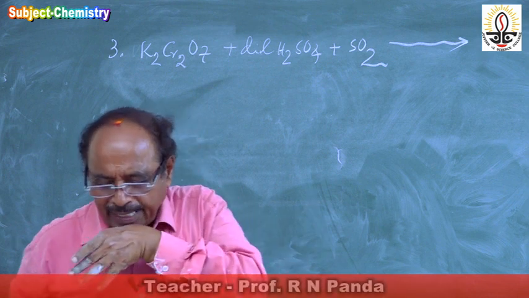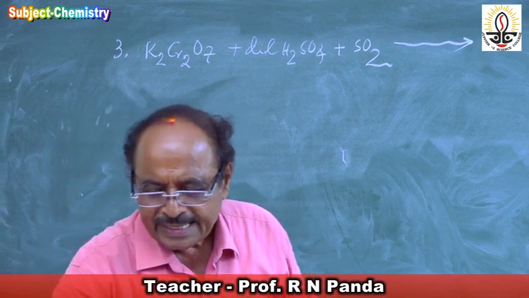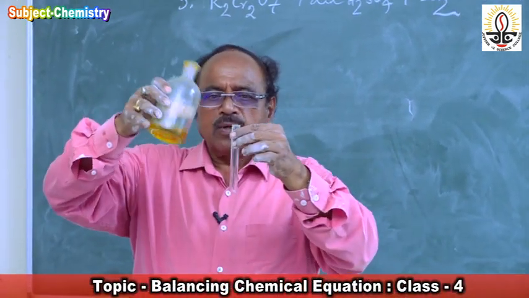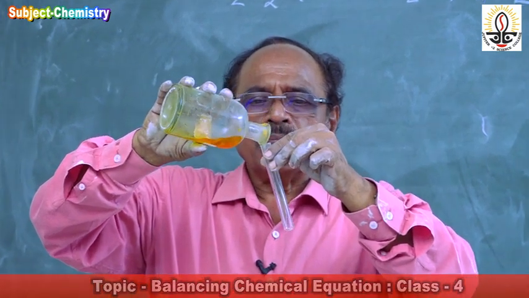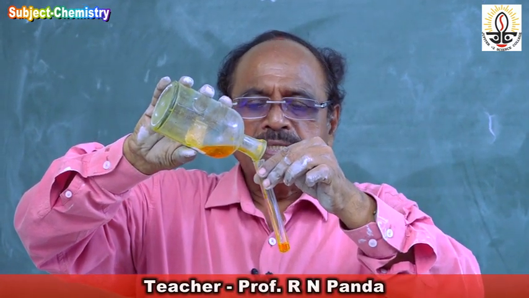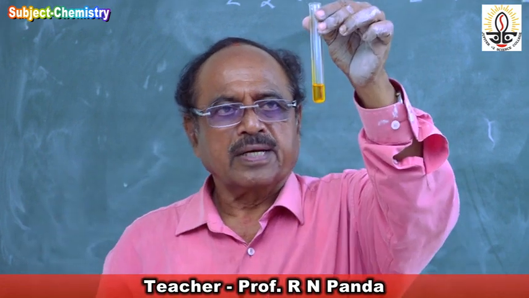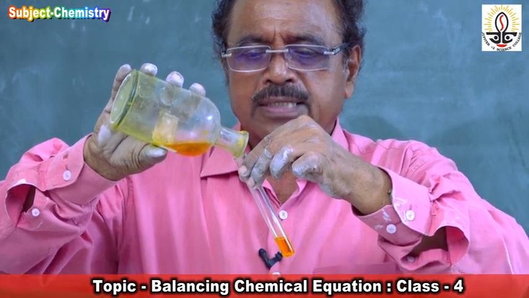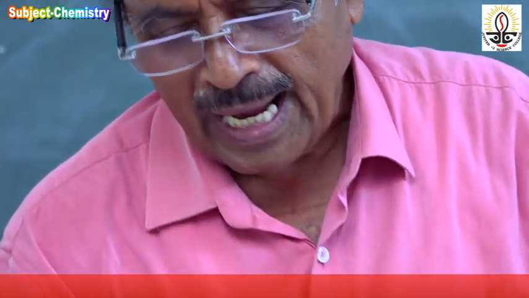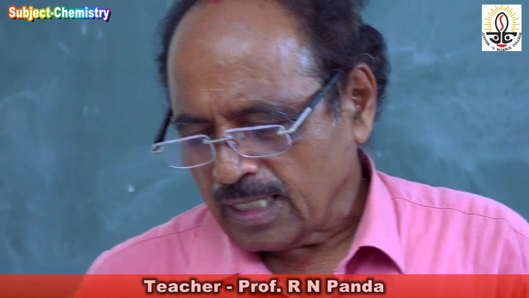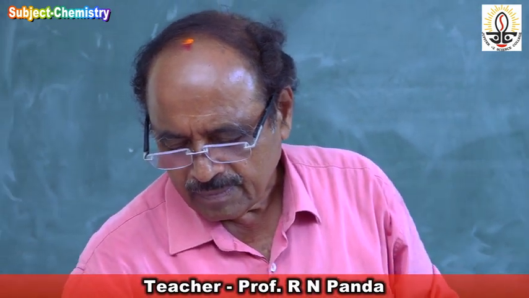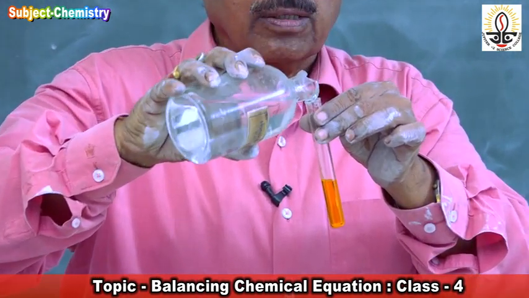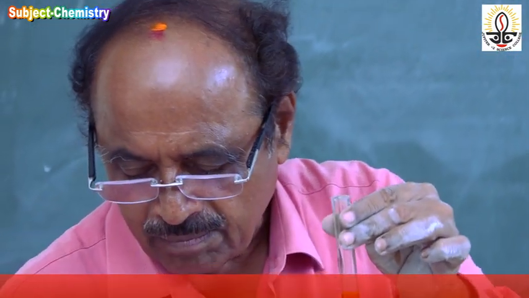You see, the potassium dichromate I have here is an orange yellow color solution. To that I will add sulfuric acid. I have added sulfuric acid to that. This is now called acidified potassium dichromate.